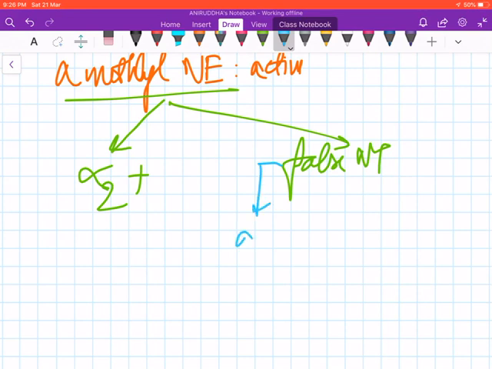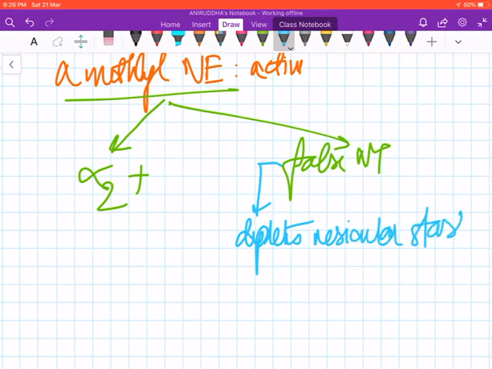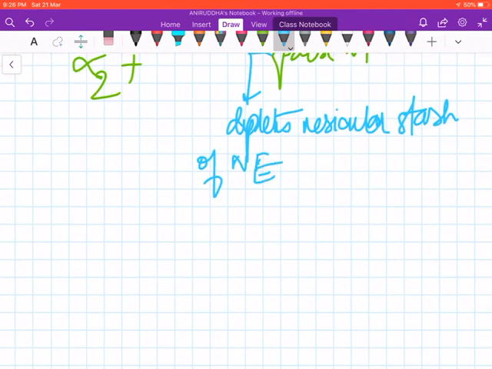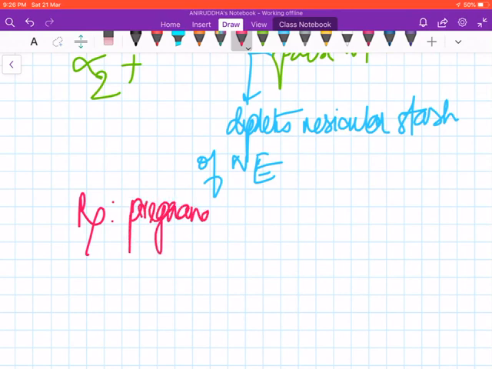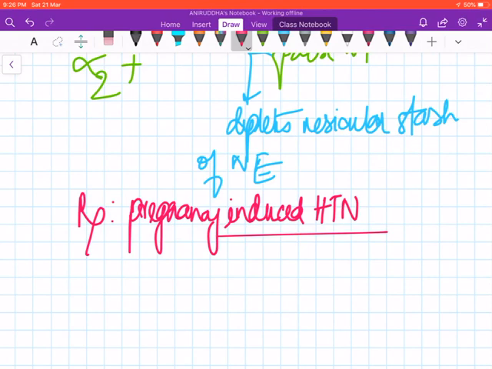false neurotransmitter depletes the vesicular stash of norepinephrine, and it was earlier preferred in the treatment of pregnancy induced hypertension, but not much preferred nowadays. Of course, the drug of choice is oral labetalol.